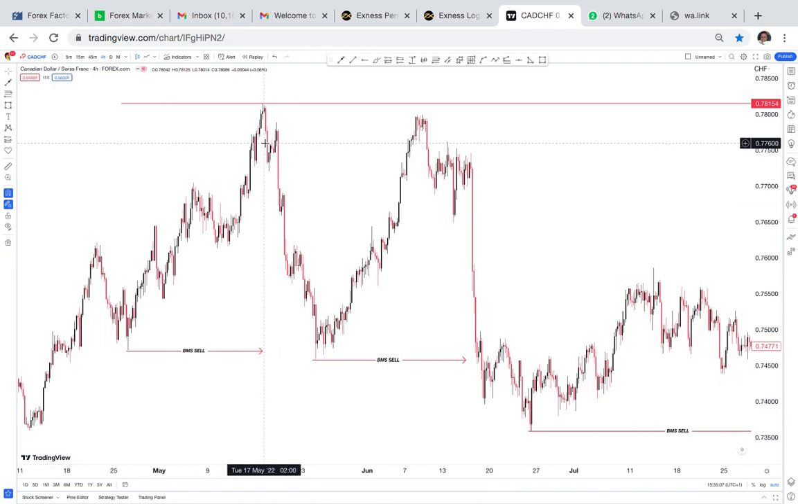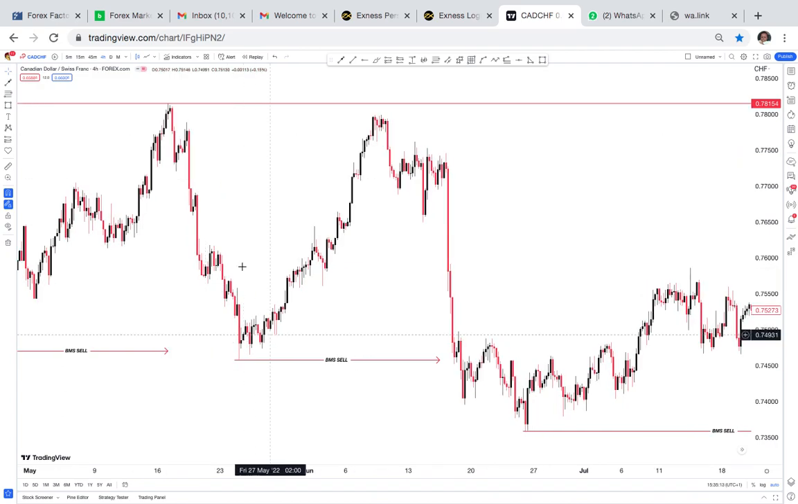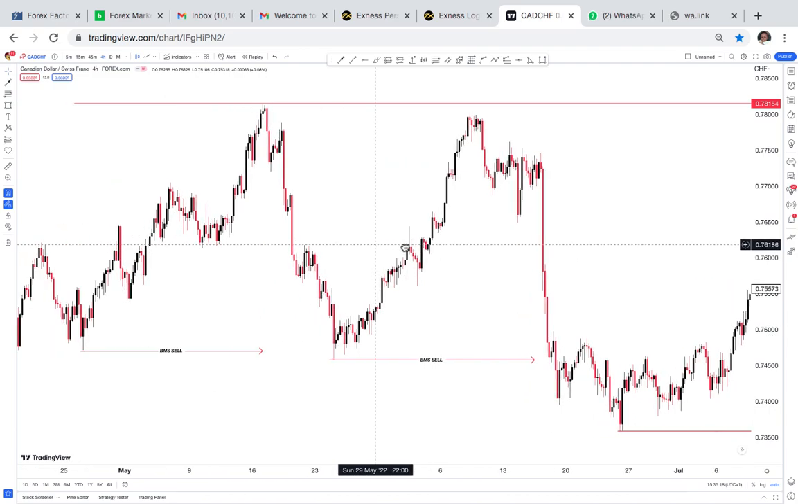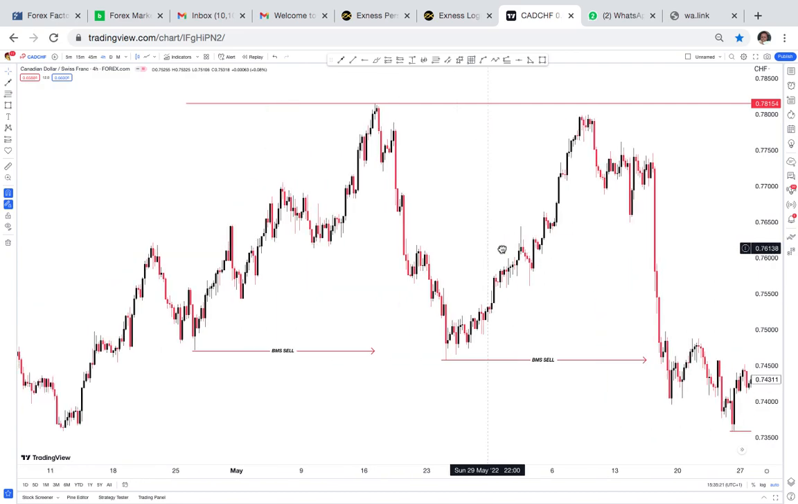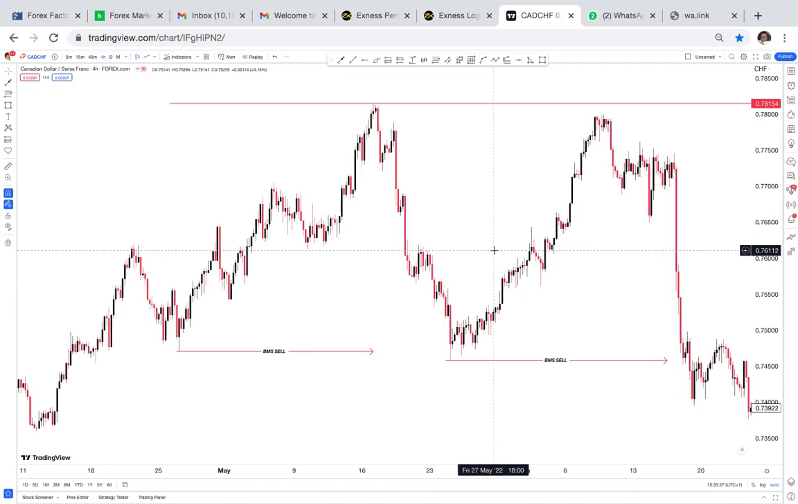Now who caused this drop? Who is the person that caused this drop? That is where we now start looking for our zones. So I want to see what makes my zone valid. My zone must take out liquidity first, must take out liquidity and must change the character.